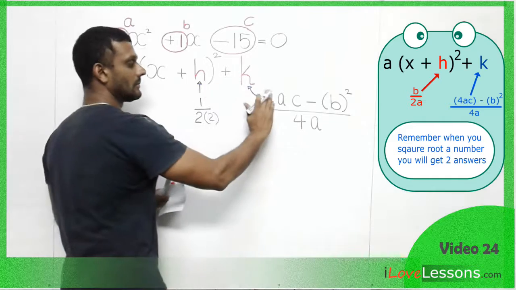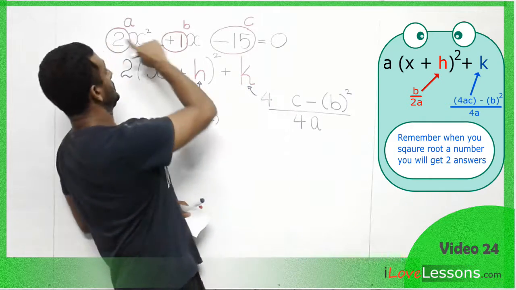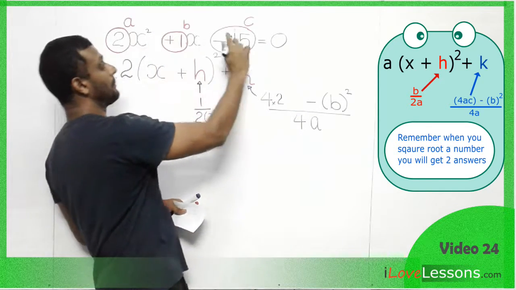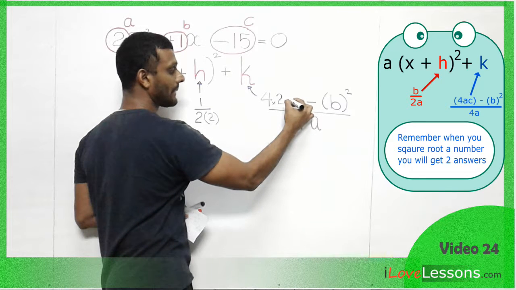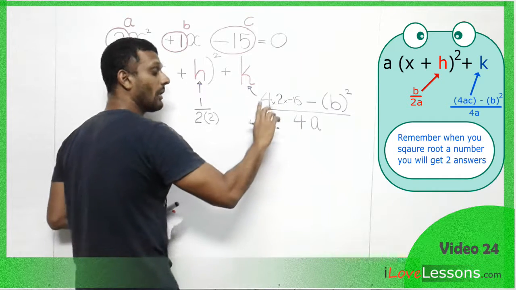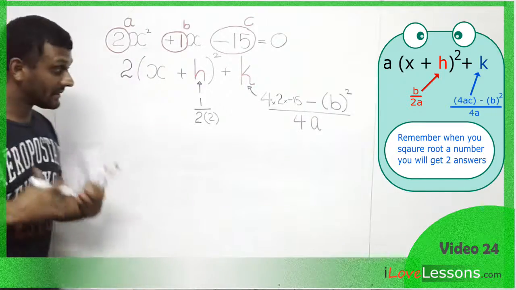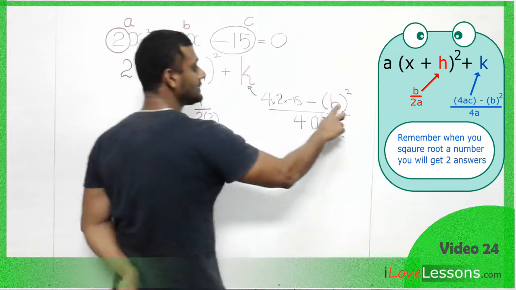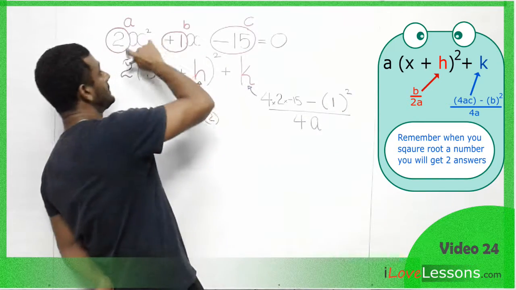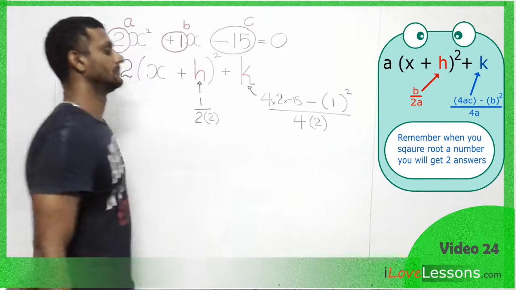Let's find k now. So a is 2. So I'm going to put multiply by 2 here. C is minus 15. So I'm going to put multiply by minus 15. Don't forget the minus sign. So when we're doing this, we'll have to use our calculator to multiply 4 by 2 by minus 15. B is 1. A is 2. So erase the a and put the a in brackets, otherwise it will look like 42.